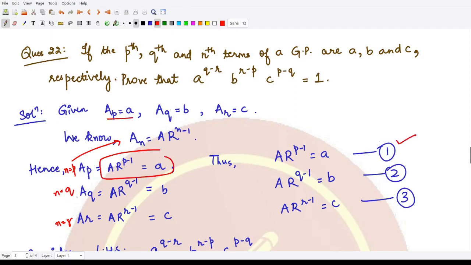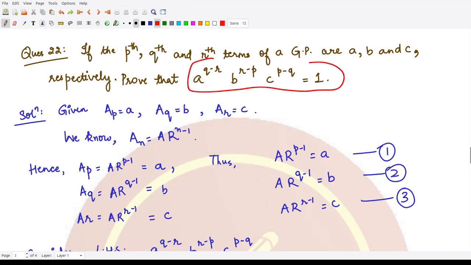Now when n is q, we have Aq is equal to A R raised to power q minus 1, which is given to be b. So let's mark this as equation number 2. And when n is equal to r, we have Ar is equal to A R raised to power small r minus 1, which is given to be equal to c. So let's mark this as equation number 3. Right? Once we have equations 1, 2, 3, we wanted to prove this result.